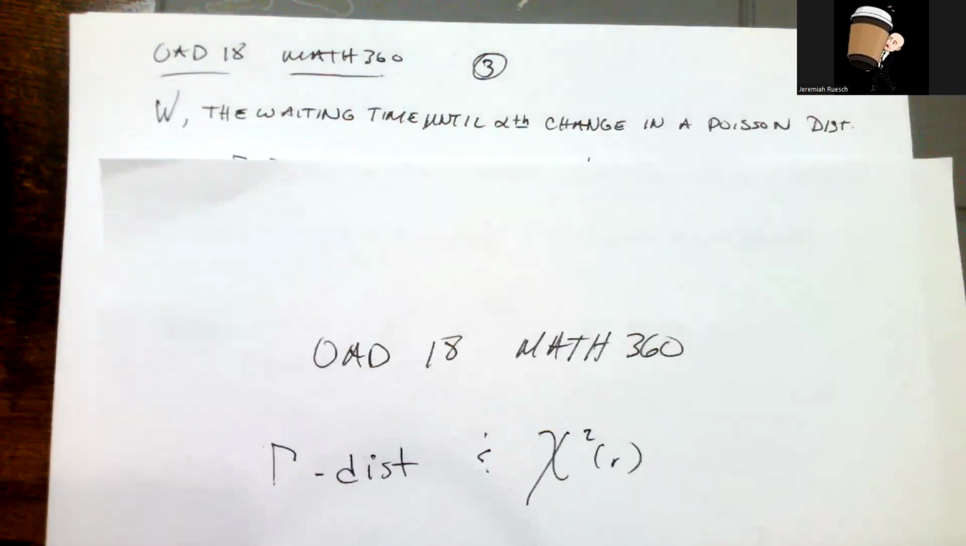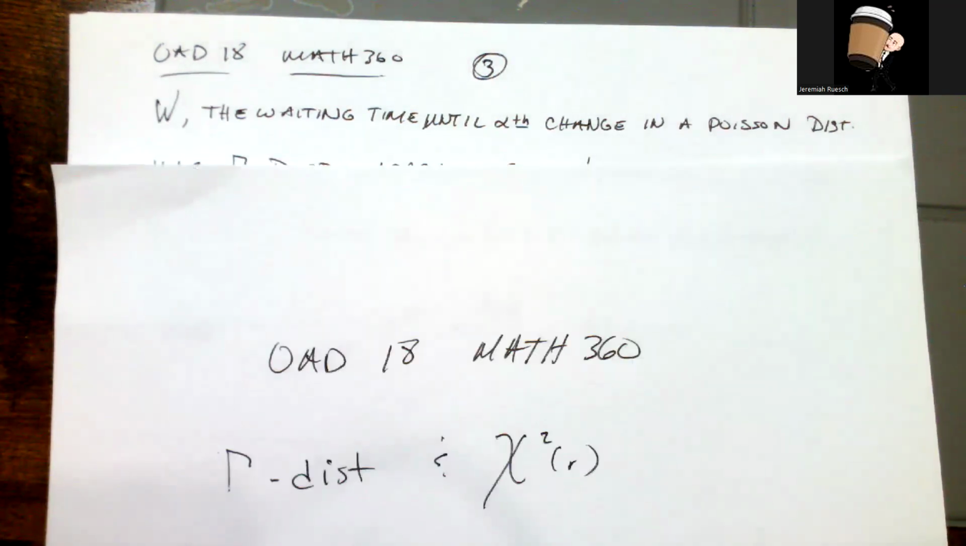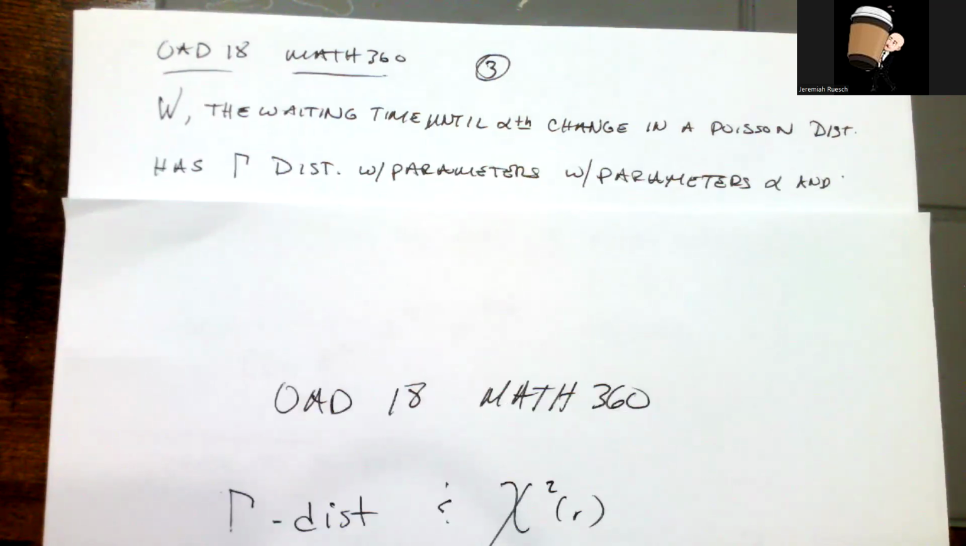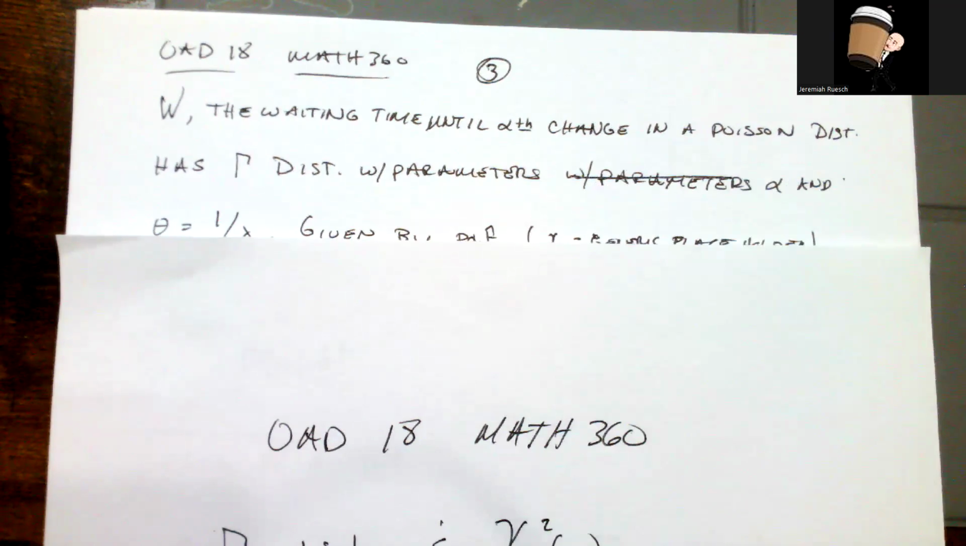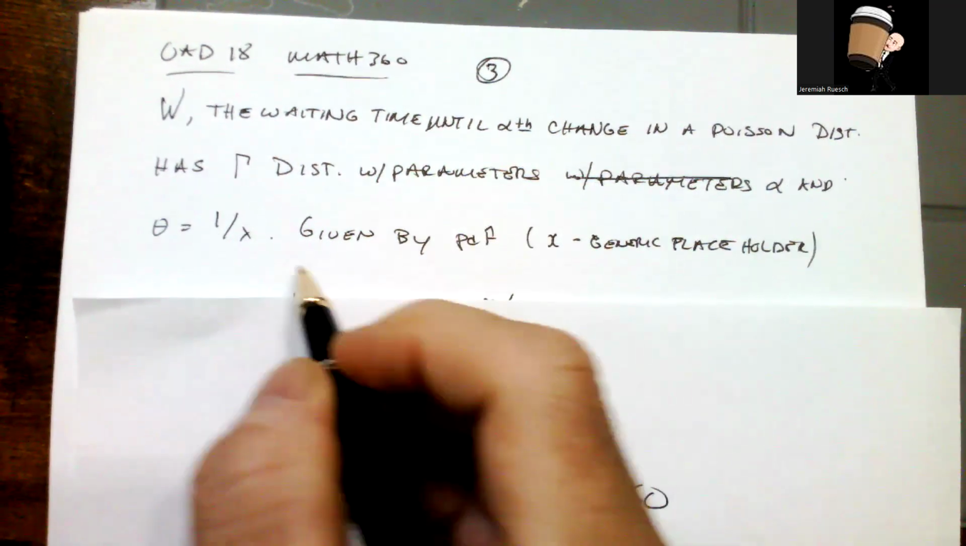Okay, so let's explore this a little bit. W is the waiting time until the alpha-th change in a Poisson process. If that's the case, that's what we're looking for, and we say that W has a gamma distribution with parameters alpha and theta equal to 1 over lambda.